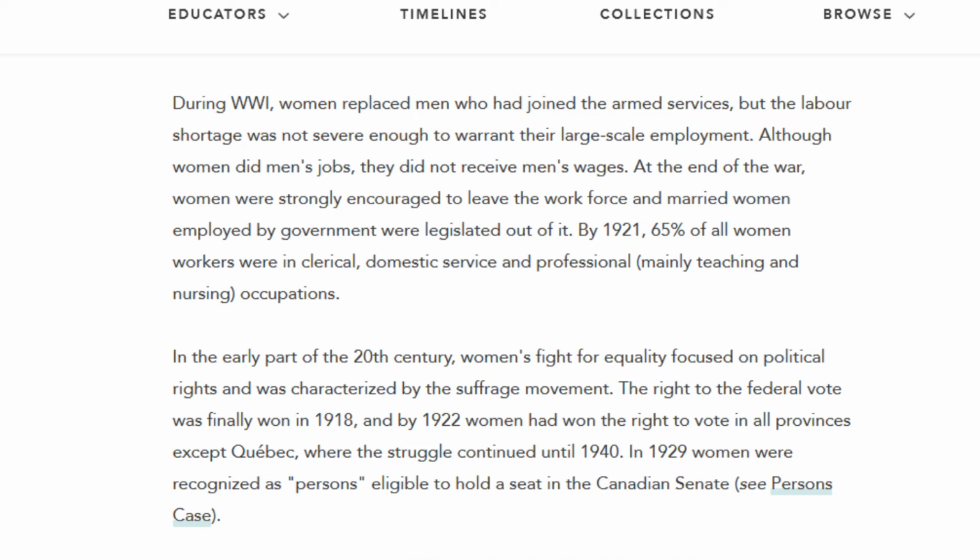In the early part of the 20th century, women's fight for equality focused on political rights and was characterized by the suffrage movement. The right to the federal vote was finally won in 1918, and by 1922, women had won the right to vote in all provinces except Quebec, where the struggle continued until 1940. In 1929, women were recognized as quote-unquote persons eligible to hold a seat in the Canadian Senate."